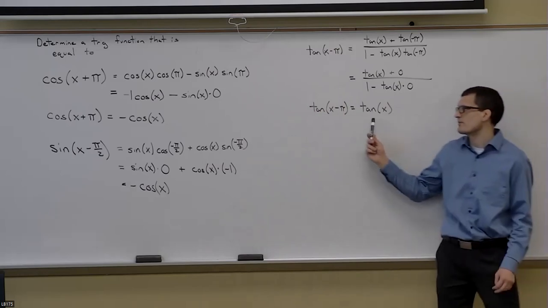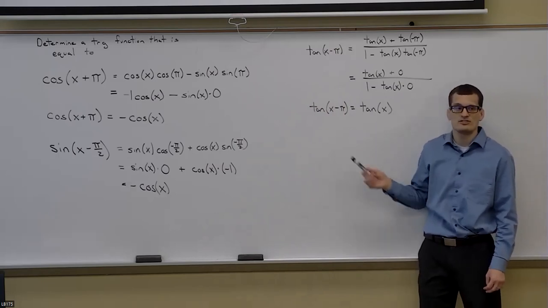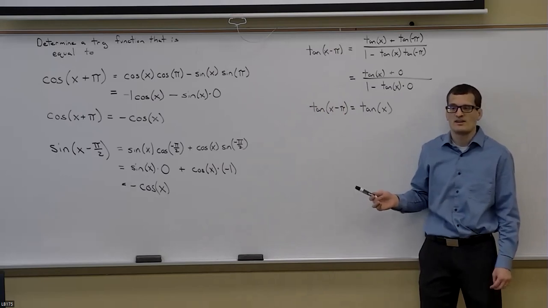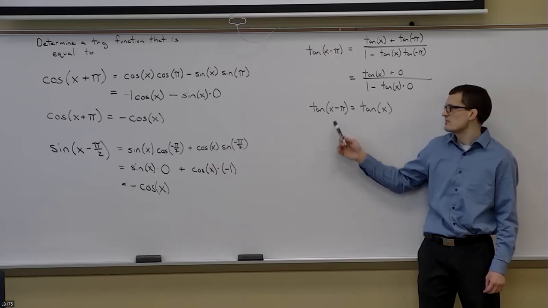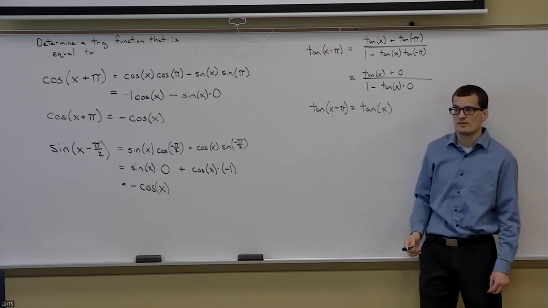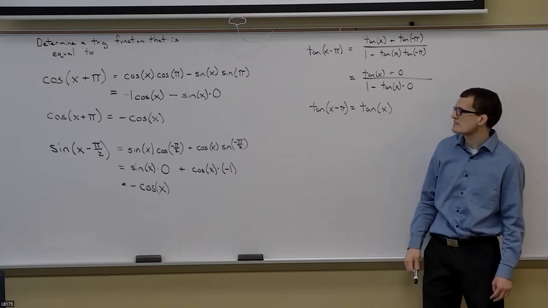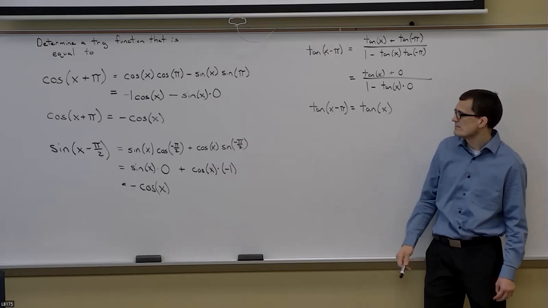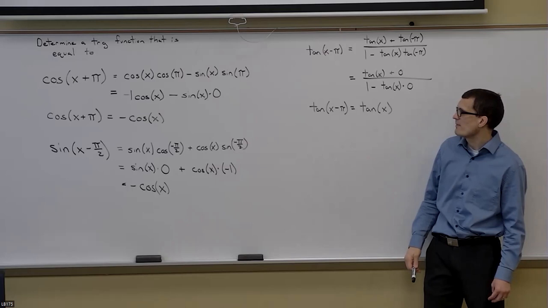This is actually something we've seen earlier, specifically in chapter 6. We said tangent has a period of pi, right? This is another way of seeing that tangent has a period of pi. Move tangent over by pi units to get back the same thing. This could have been a plus or minus pi, it doesn't matter. So yeah, tangent has period pi, and you can see that.